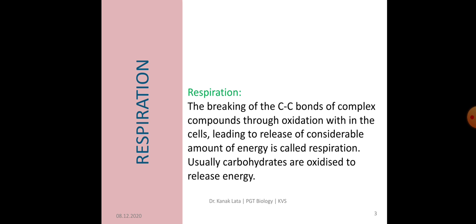Now let us see what happens during respiration. In respiration, there is breaking of carbon-carbon bonds of complex compounds through oxidation within the cells. And as a result of this, a considerable amount of energy is released. Usually, carbohydrates are oxidized to release energy.